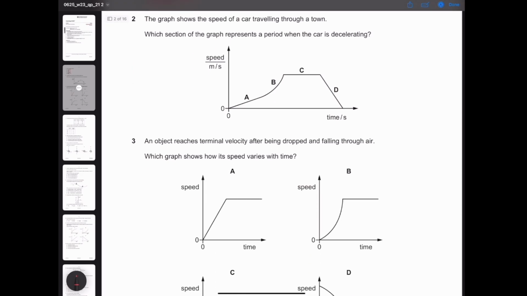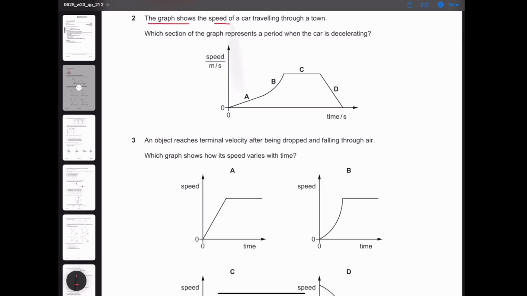The graph shows the speed of a car traveling down a town. Which section of the graph represents a period when the car is decelerating? We know that deceleration is a decrease of velocity, and the decrease is at part D.